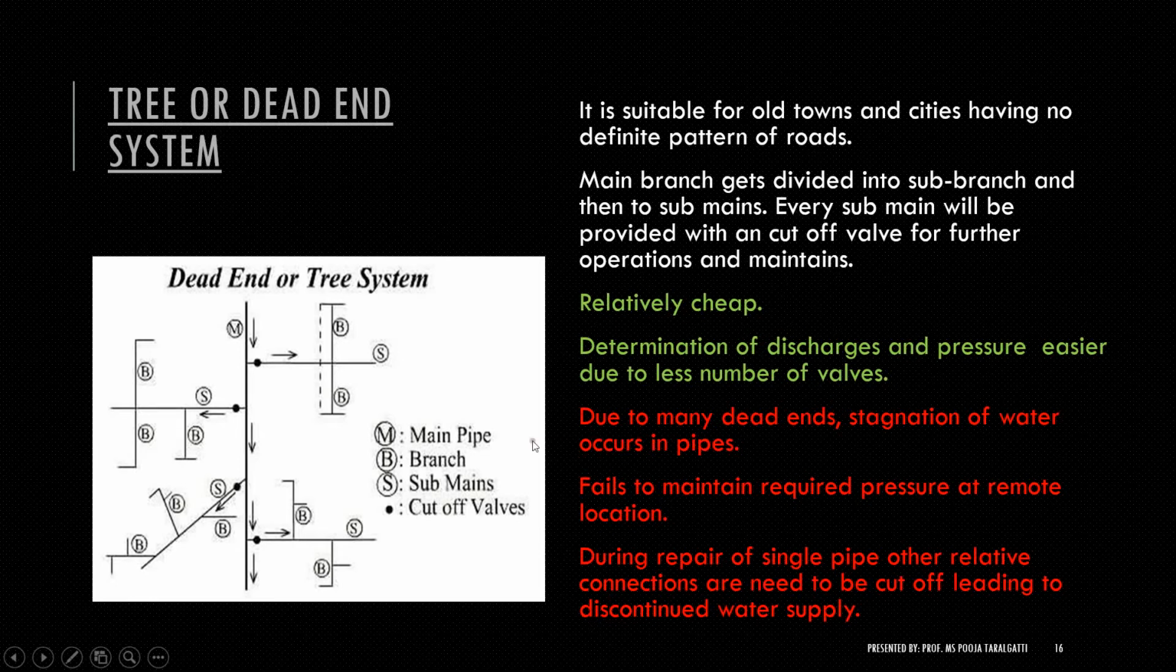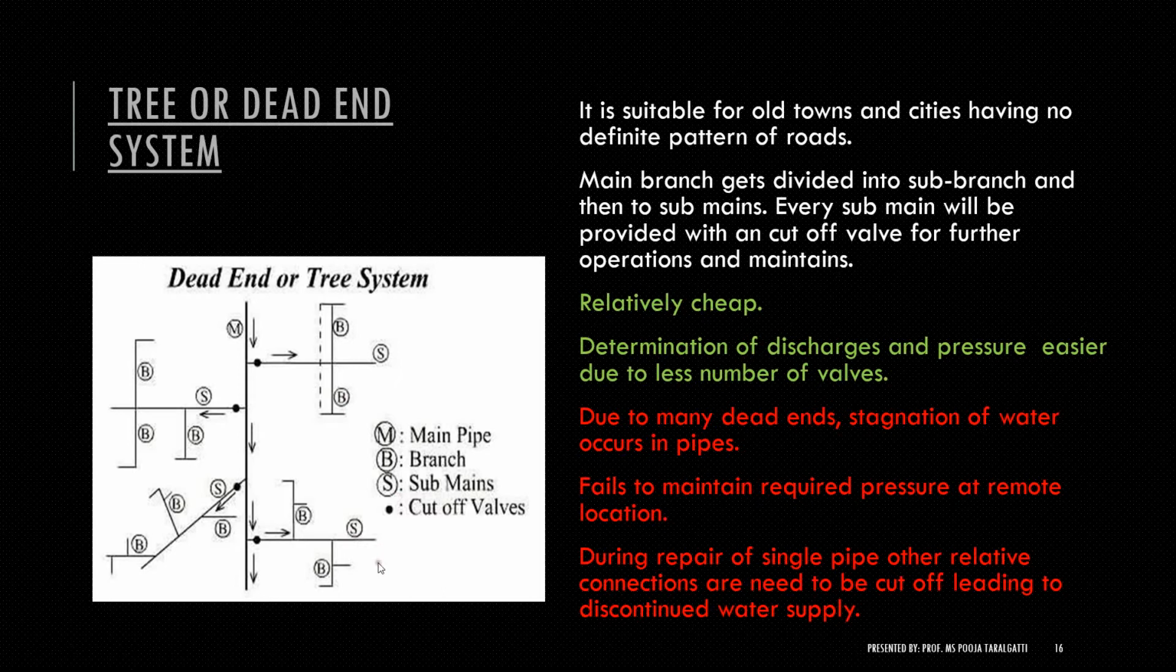Again, another disadvantage is that at the remote areas you will not be able to have the same pressure as in the main pipeline. As the water passes from the submains into the branches, your pressure may get reduced, and at the remotest area of your distribution location the pressure may drop, which is not recommended for a good distribution system.